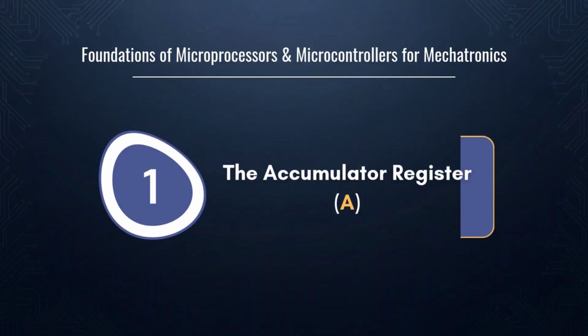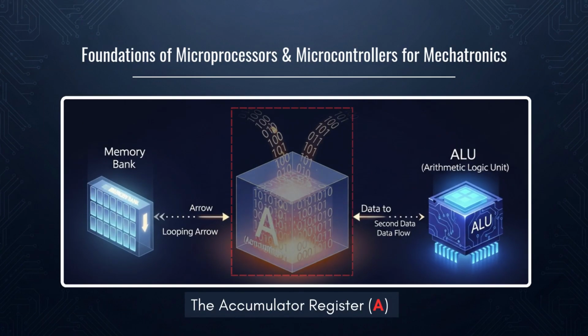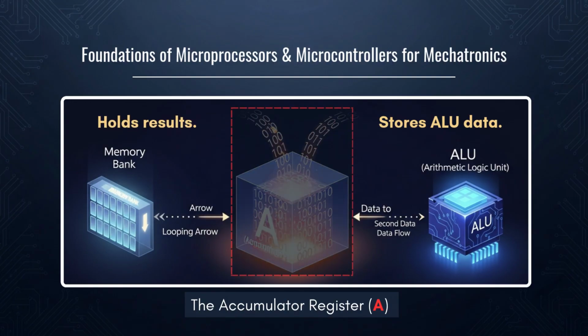The accumulator register, A. The accumulator is one of the most frequently used registers inside the CPU. Its purpose is simple but vital. It temporarily stores data that will be used by the arithmetic and logic unit, or ALU, and it also holds the results after an operation is complete.